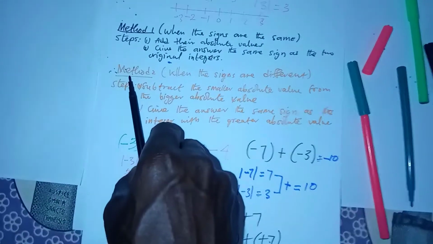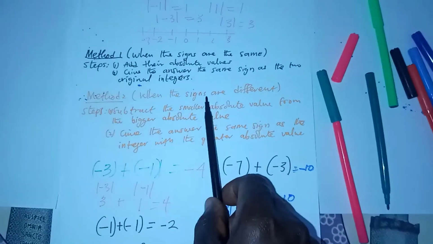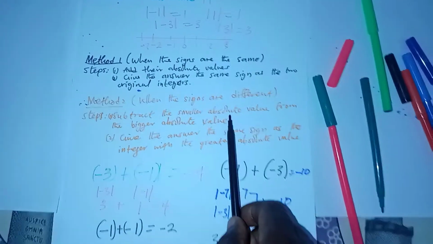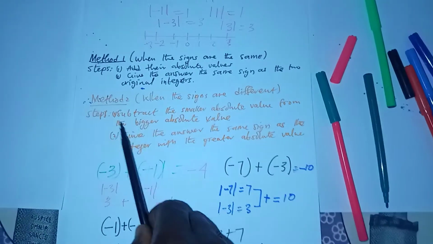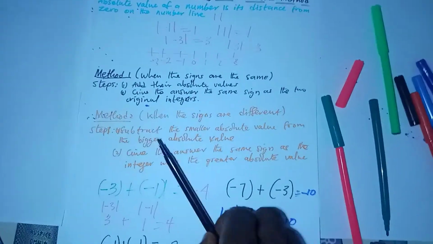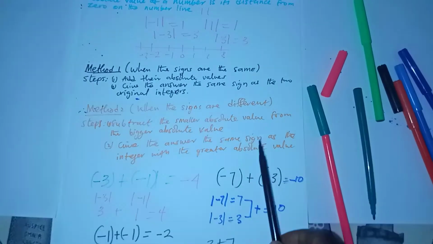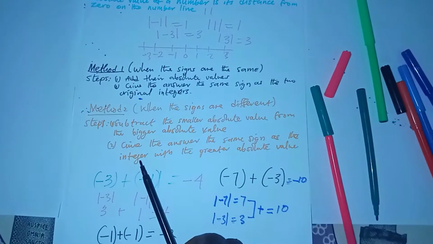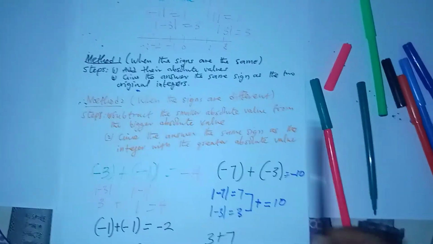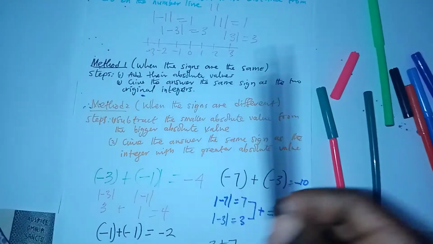The second step or method is when we have different signs. Step 1 is that we subtract the smaller absolute value from the bigger absolute value. The two signs are different, so we take away the smaller one from the bigger one. Then when we are done, we give the answer the same sign as the integer with the greater absolute value. Simply put, the two numbers, which one is bigger? The absolute value of that number, which one is bigger?